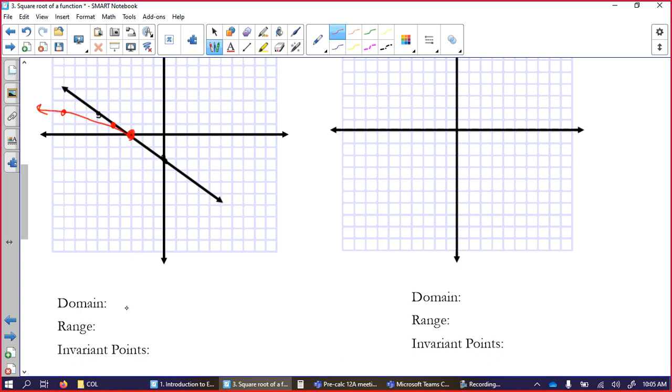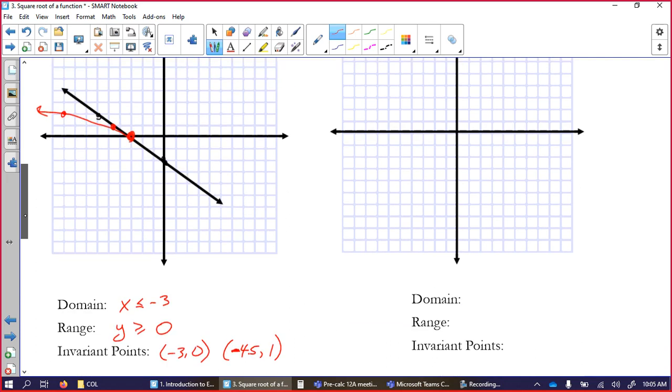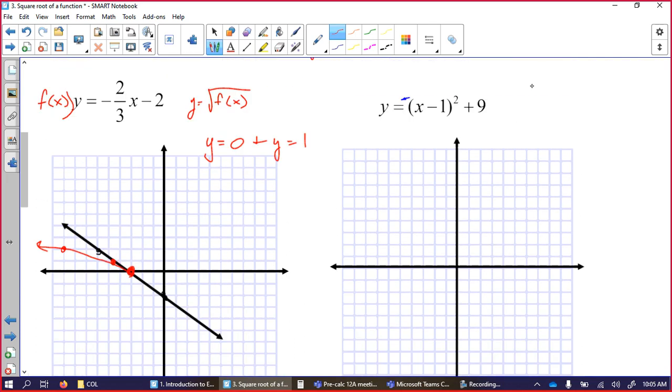The domain is all of the x values less than or equal to -3. The range is y is greater than or equal to 0. Invariant points, -3 and 0, and approximately 9/2. Well, that one's easy to find, -4.5 and 1. And that's what you would be expected to list. The vertex for this bad boy is 1 and 9.